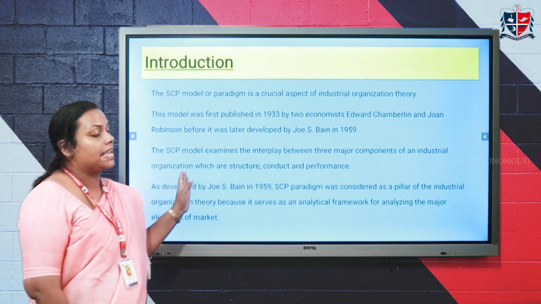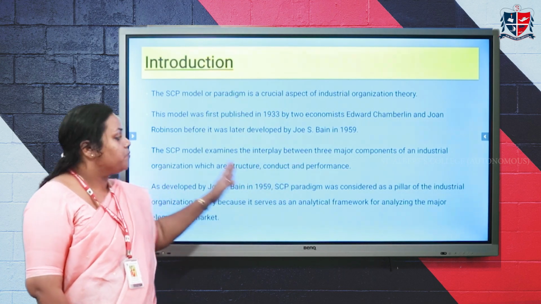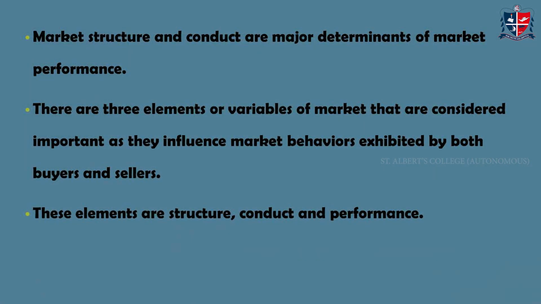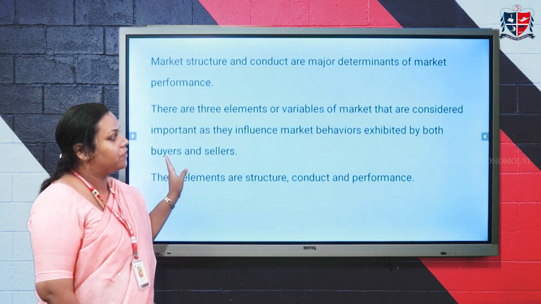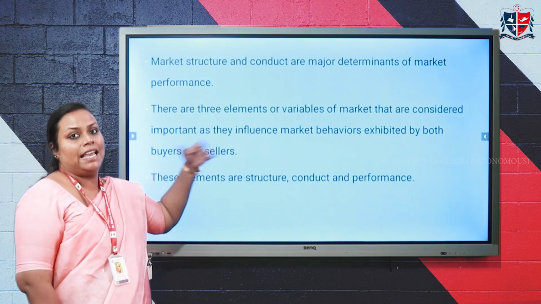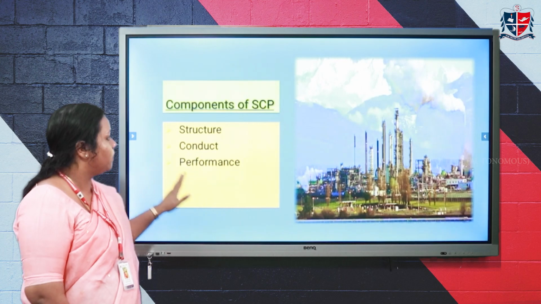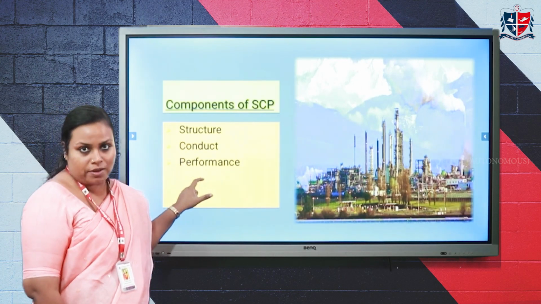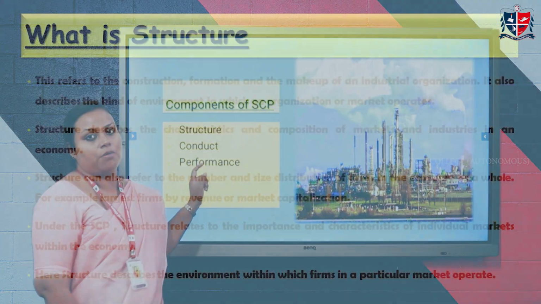It examines the interplay between the three major components, that is industry structure, conduct and performance. It is influenced by three elements, also considered important, as they influence market behaviors exhibited by both buyers and sellers. So normally it relates to the interaction between the buyers and sellers. Let's see the three important components: structure, conduct and performance. We will discuss structure, conduct and performance individually, and finally we will have an intercomparison between different market conditions.